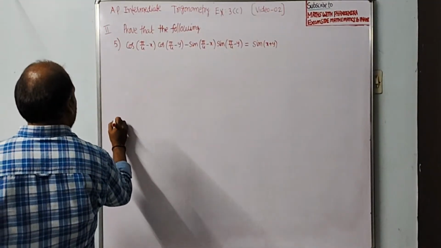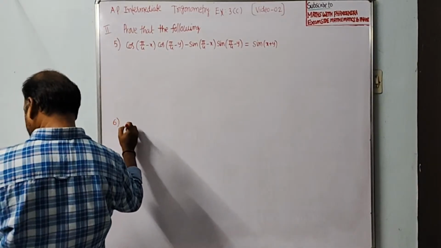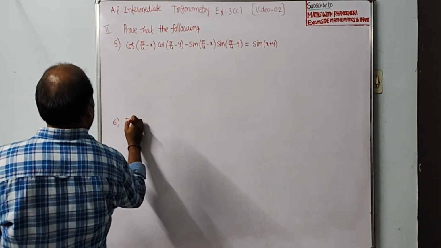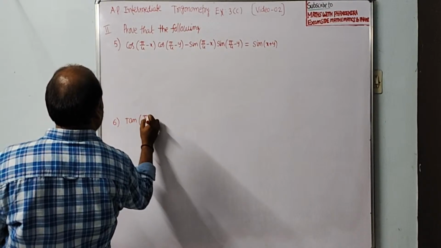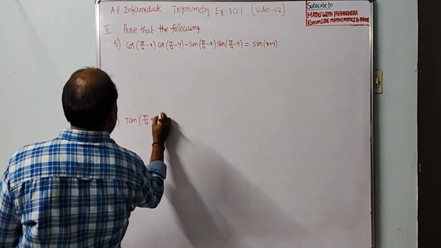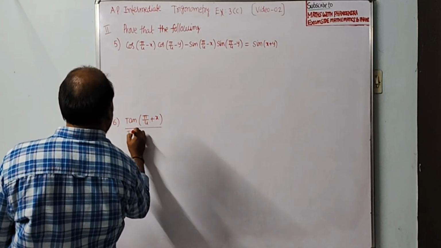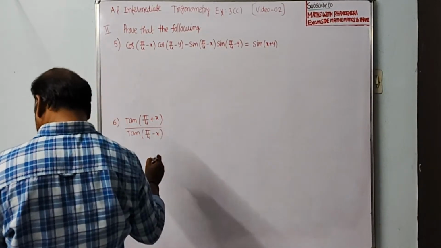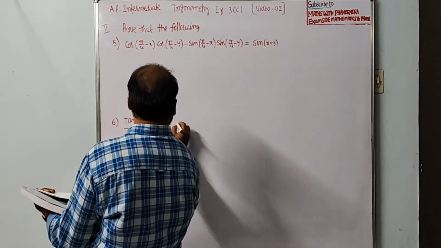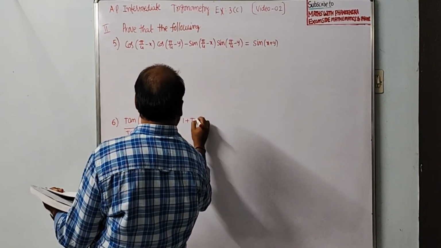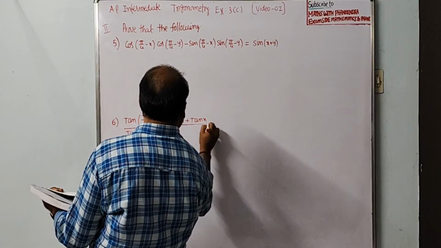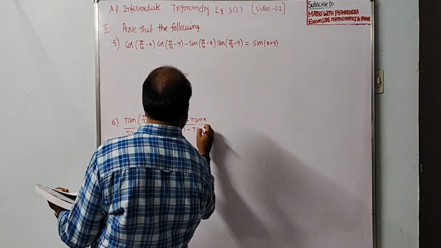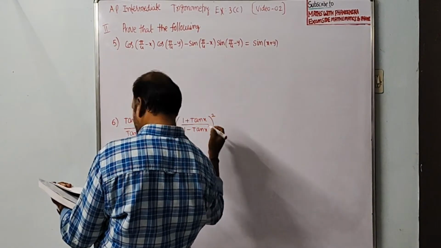Next, question number 6. Tan of pi by 4 plus x divided by tan of pi by 4 minus x is equal to 1 plus tan x divided by 1 minus tan x, whole square.